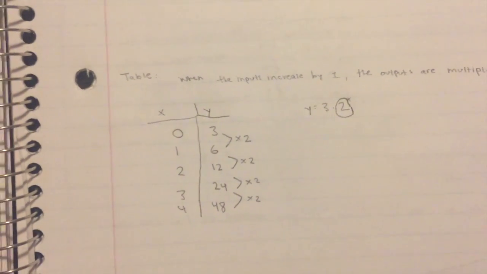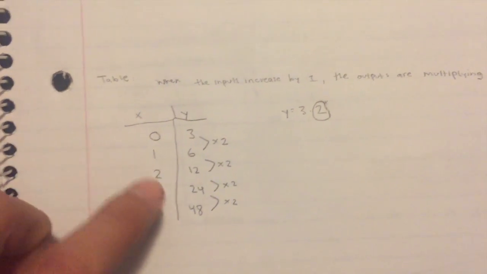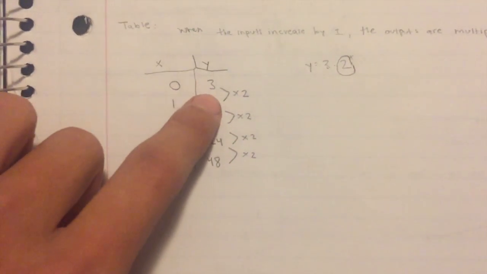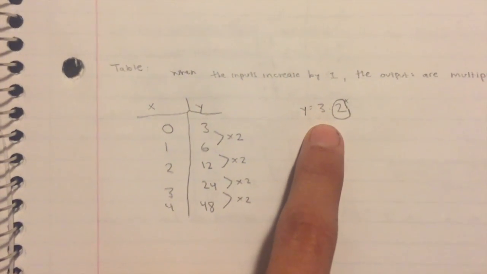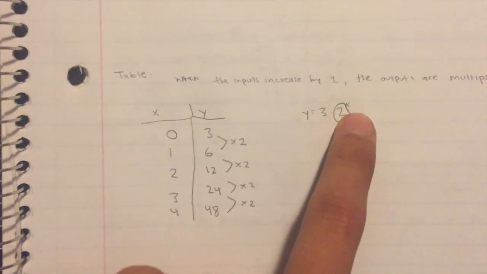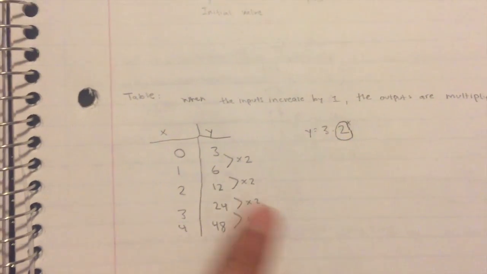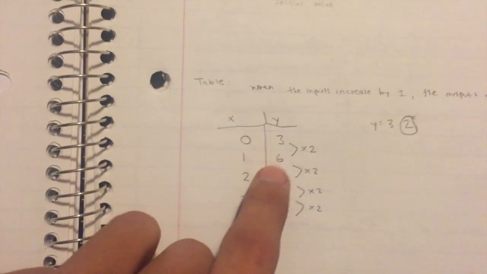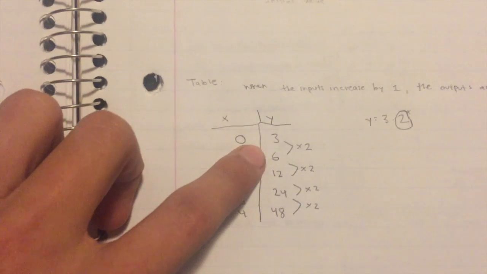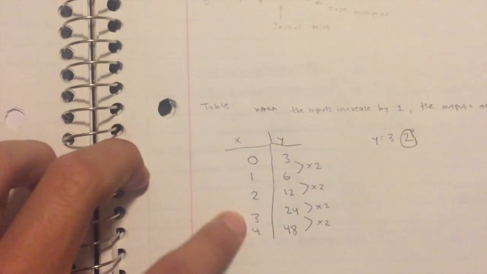Now moving on to an exponential function. We're able to tell from a table if it will be an exponential function if the outputs are multiplied by the base. So as you can see here, the equation is 3 times 2 to the power of x, and the base of this would obviously be 2. And as you can see here in the first difference, in the outputs, they're constantly being multiplied by 2. So 3, 6, 12, every time the inputs are increasing by 1.